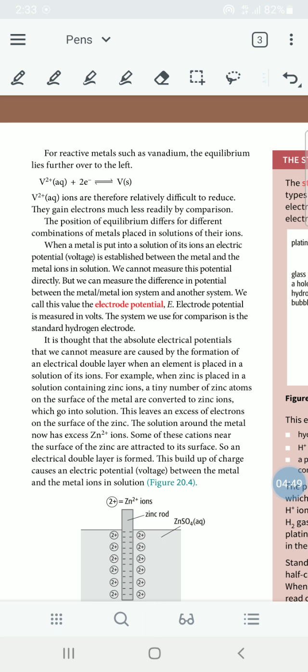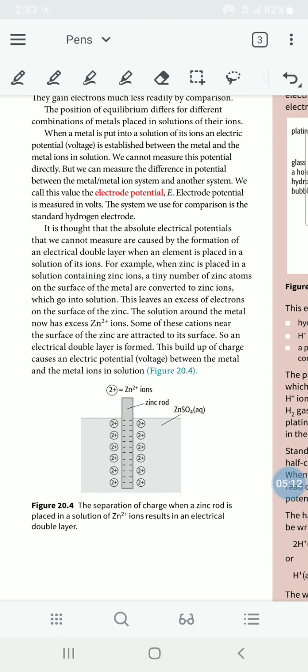It is thought that the absolute electrical potential that we cannot measure is caused by the formation of an electrical double layer when an element is placed in a solution of its ions. For example, when zinc is placed in a solution containing zinc ions, a tiny number of zinc atoms on the surface of the metal are converted to zinc ions. So as you can see in this diagram, here the zinc rod is placed in zinc sulfate solution.